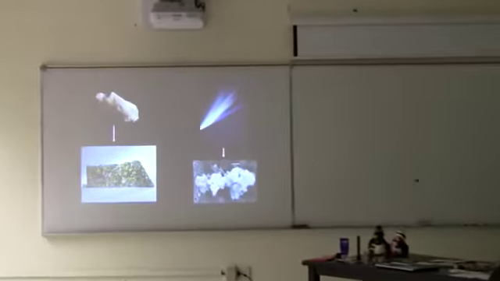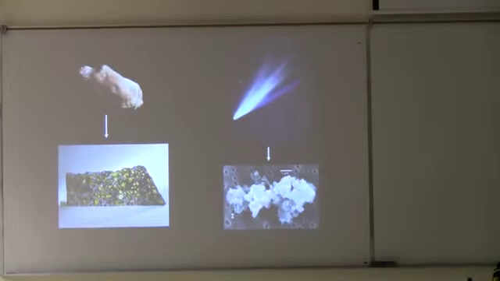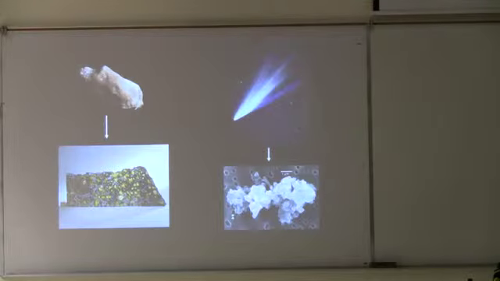So this project started with the idea that asteroids are the source of meteorites, comets are the source of cosmic dust. This is what had always been assumed. There were enough differences in composition and structure that people thought this is just the way it was.